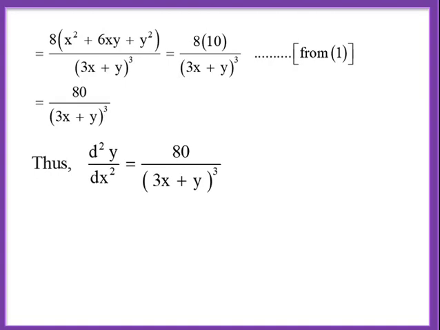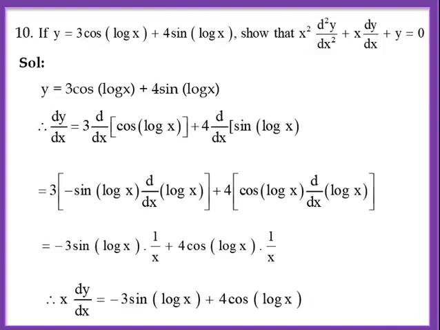If you want, you can again read the solution from the beginning afterwards. Now this is again an important sum. If y equal to 3 cos of log x plus 4 sin of log x, show that x square d2y by dx square plus x dy dx plus y equal to 0. Now, what is derivative of cos of log x? Minus sin of log x into 1 upon x. What is derivative of sin of log x? Cos of log x into derivative of log x, 1 upon x.